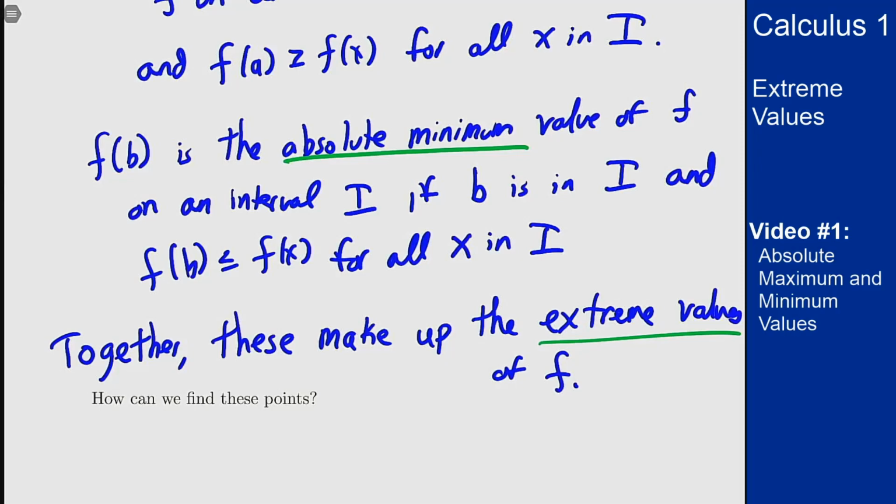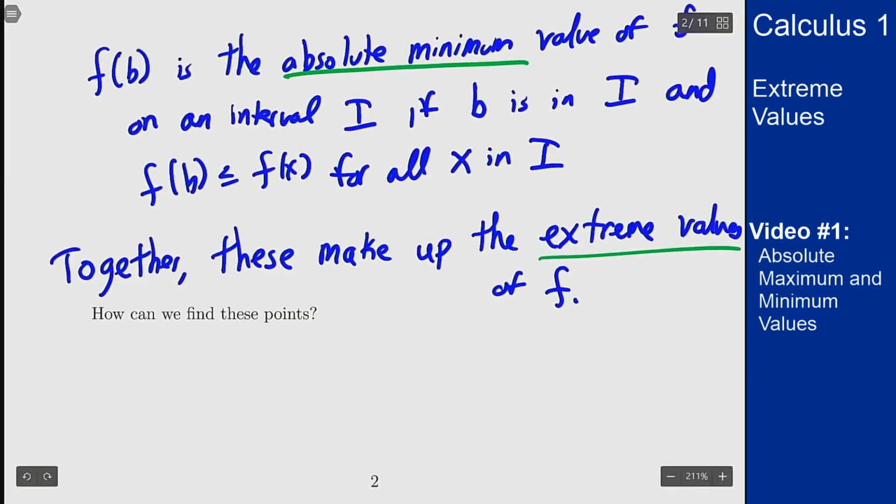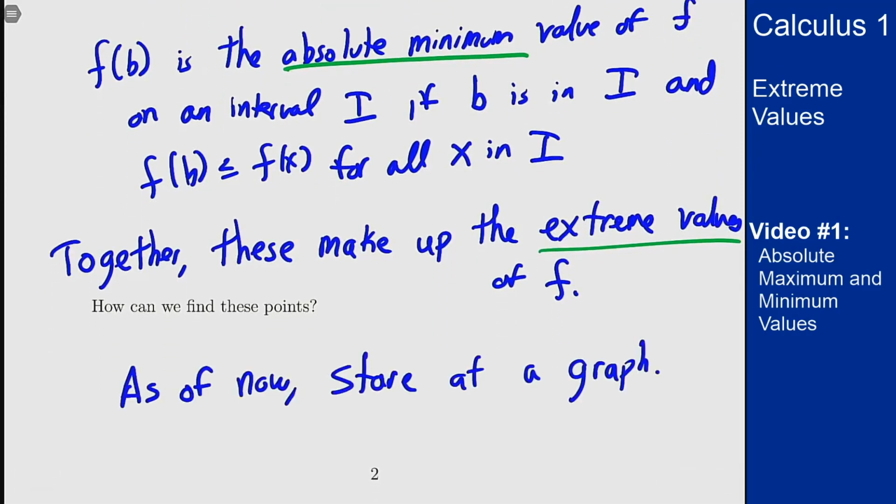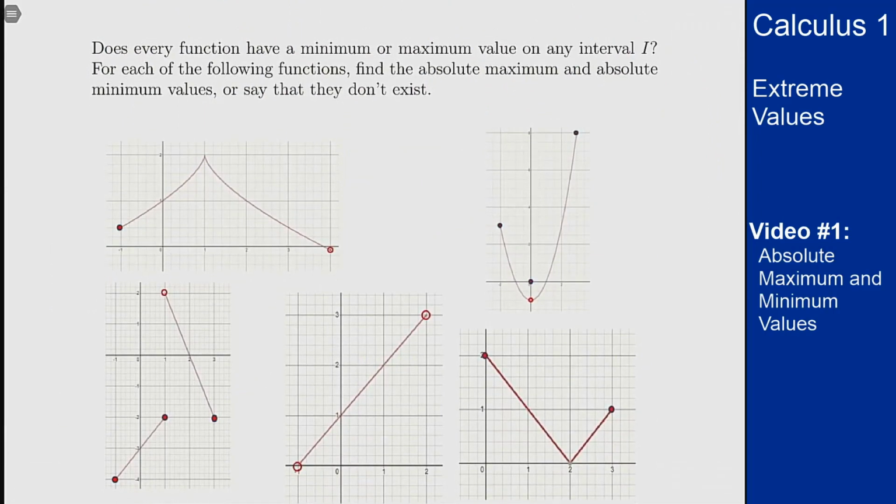So, how can we go about finding these points? Well, as of now, the only trick we really have is to stare at a graph and see what happens. We'll see examples now of what that might look like. We have a whole bunch of functions here. We want to figure out, does every function have an absolute max or min value on any interval I? So we'll look at these examples and see what happens.